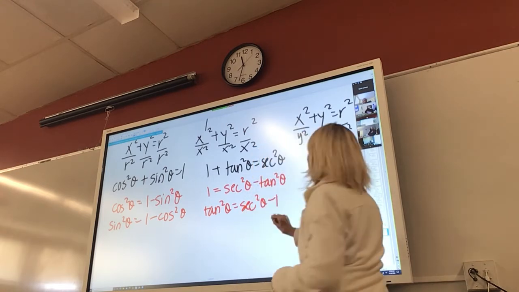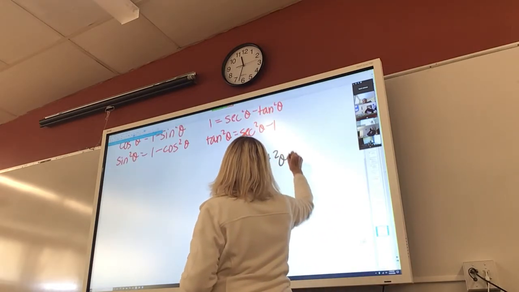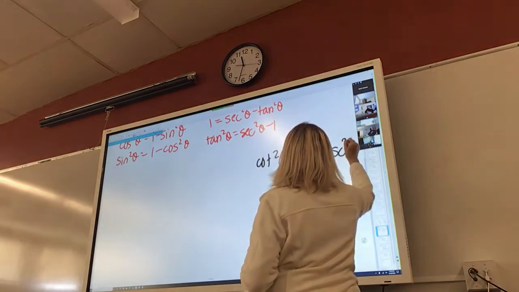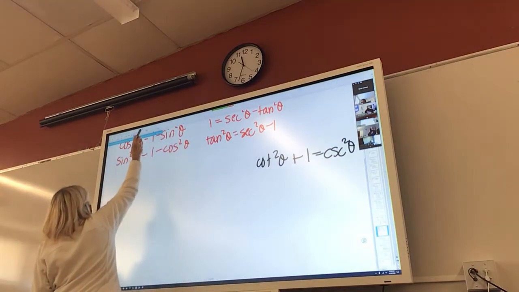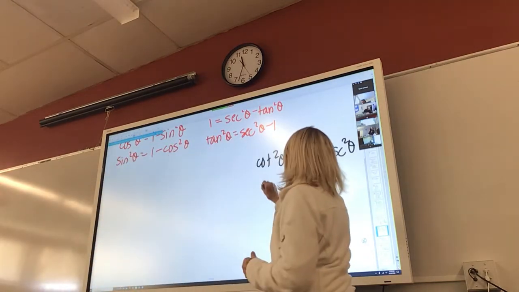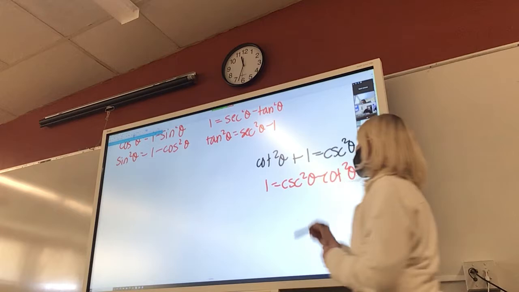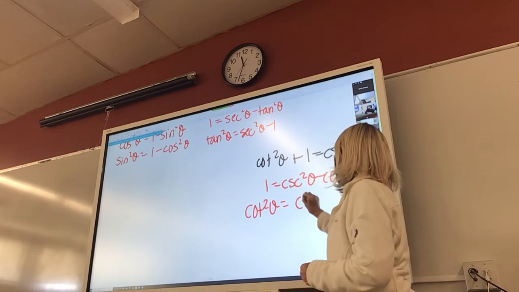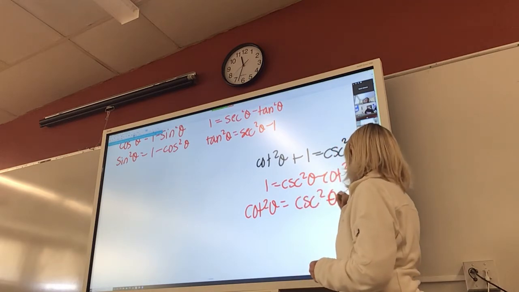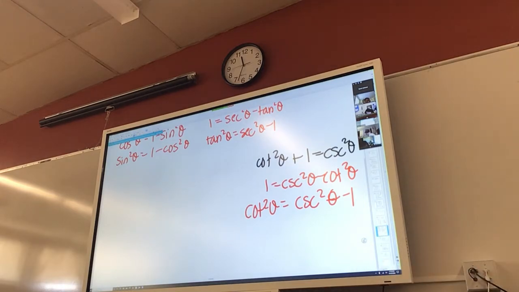And we do that, I'm just going to move down here because I'm losing. You would get cotangent squared plus 1 is equal to cosecant squared. Do we agree? So by the same logic, you would get 1 is equal to cosecant squared minus cotangent squared. And cotangent squared is equal to cosecant squared theta minus 1. Did I do those all right? You guys good? Yeah. Okay, now.